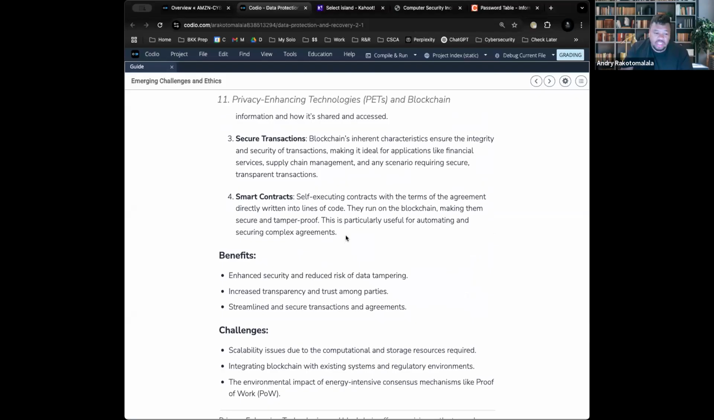And I already mentioned it has smart contracts. So a smart contract, in essence, is just an agreement that is written in code. All right. So when you run the blockchain, you make it secure and tamper-proof, which is why blockchain is a huge deal right now. Like the blockchain cryptocurrency company.